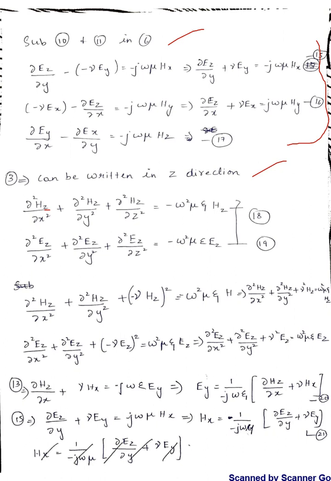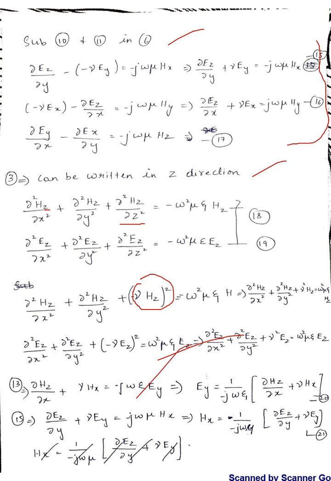As I said earlier, instead of this dou square Hz by dou z square, I'm just replacing it as gamma square Hz. And similarly, I'll be rearranging the equation and writing it like this. And I have got the 13th equation.